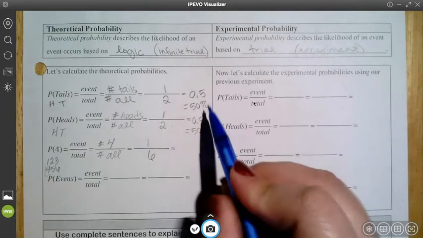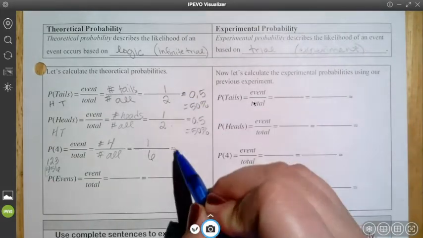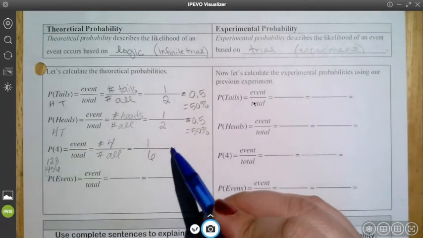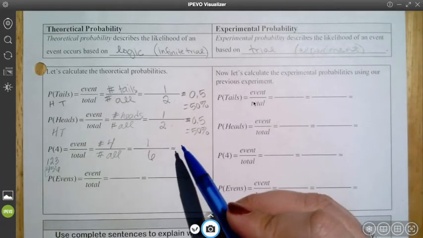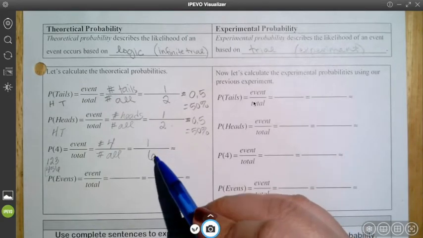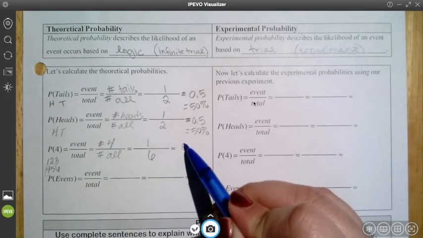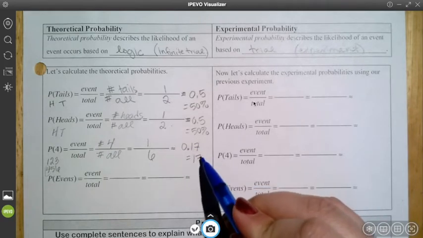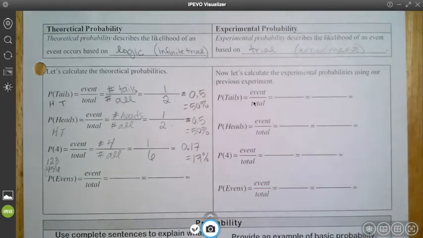So these ones were really equal, because 1/2 is equal to 0.5, but the little squiggly equal sign means that it's an approximation, it's rounded. So 1/6 is approximately 0.17, which we can then write as 17%.